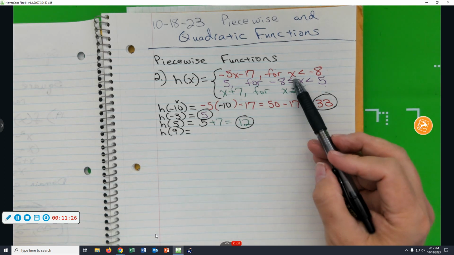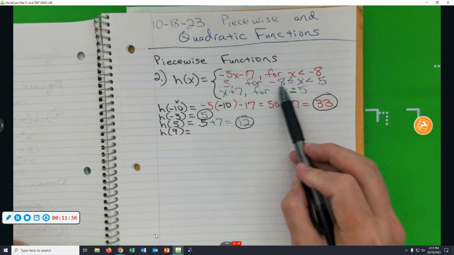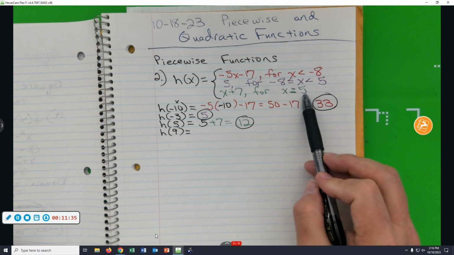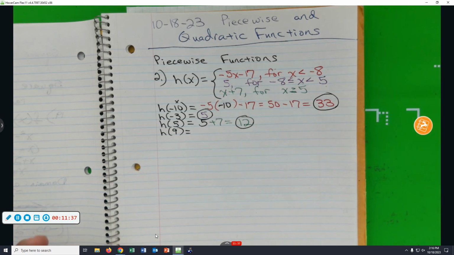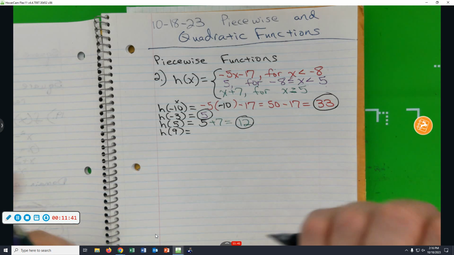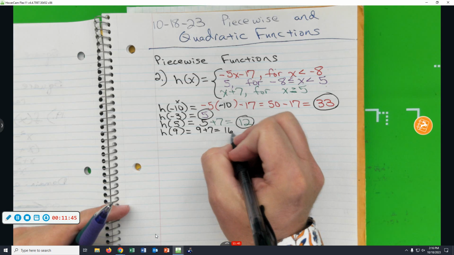Is 9 smaller than negative 8? Is 9 between negative 8 and positive 5? Or is 9 bigger than 5? Bigger than 5, so that's 9 plus 7, which equals 16.